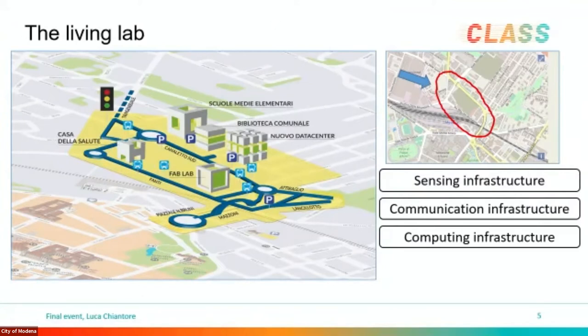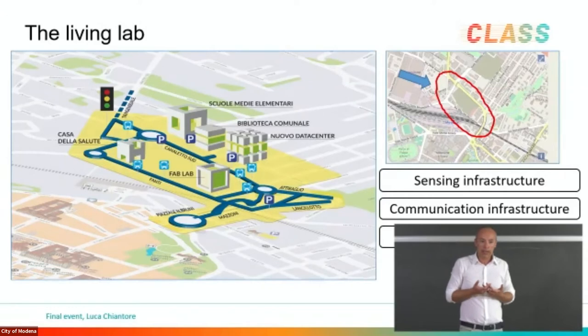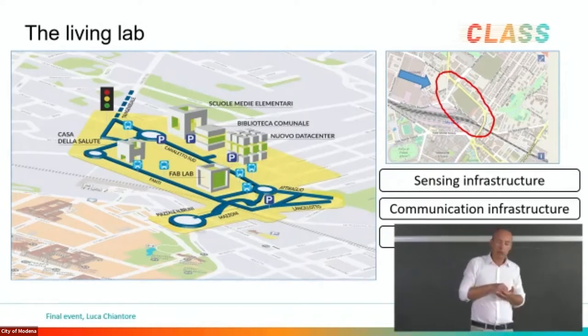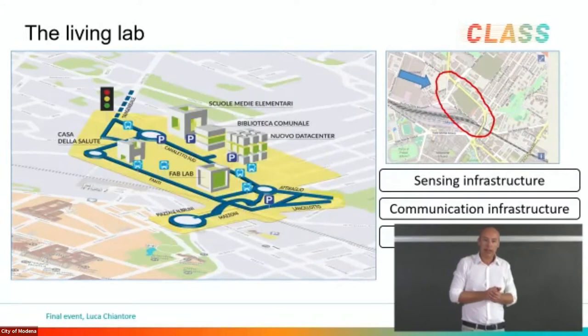This living lab is close to the center of the city. You can see the map. It is a sort of urban racetrack, a ring, with some very important points for our research: a roundabout, a bridge, and some other interesting points, because they are near a hospital and the new data center of the city. This living lab has fundamentally three elements, three assets: a sensing infrastructure, a communication infrastructure, and a computing infrastructure. All these assets are at the disposal of the CLASS project.